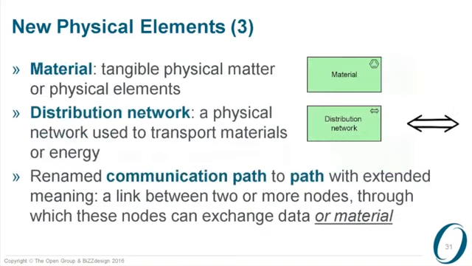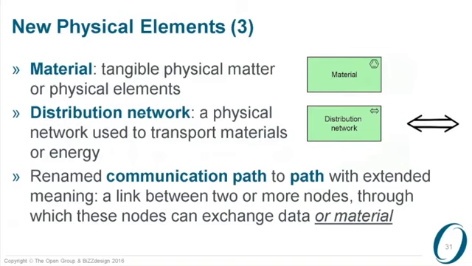Then we have material. Material is tangible physical matter or physical elements. So anything you create or build with physical matter is modeled as material. It can also be stuff like fuel, that's also material. And of course we need a way to transport that, so we have also added a concept called distribution network. And that's a way to transport physical materials or energy in much the same way that we have a communication network for transporting information, bits and bytes.